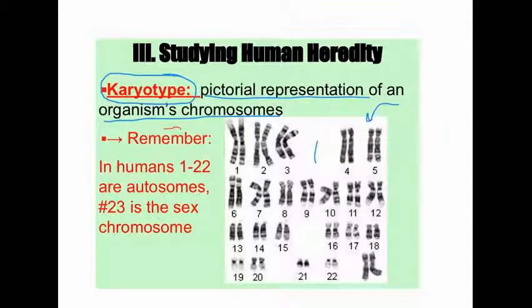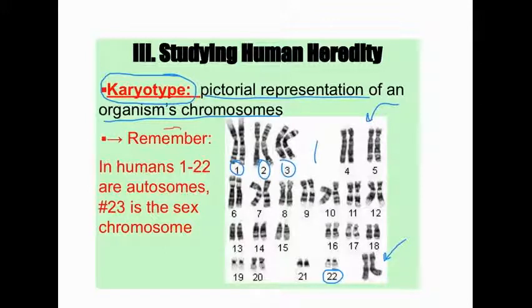Remember, we have 23 pairs. So here's chromosome pair number 1, they're the biggest, 2, the second biggest, 3. They get smaller and smaller. Chromosome pair number 22 is tiny. Here's chromosome pair number 23, the sex chromosomes. Can anybody tell me if that is a male or a female?